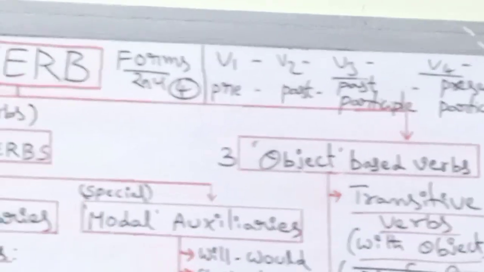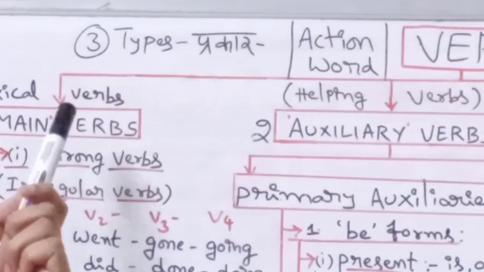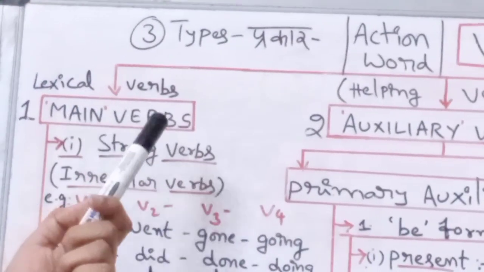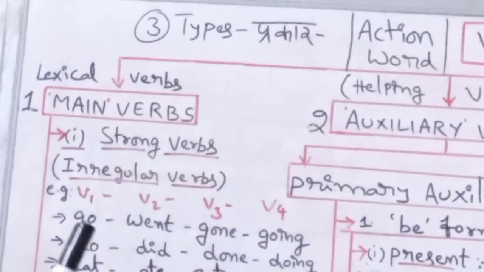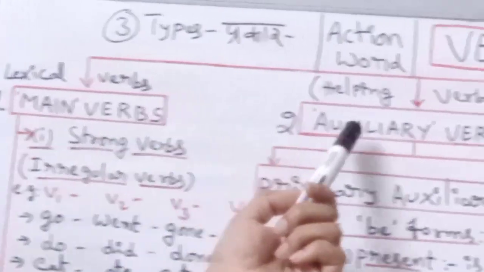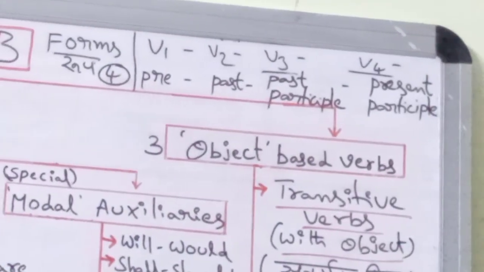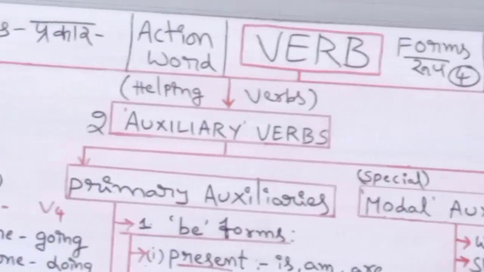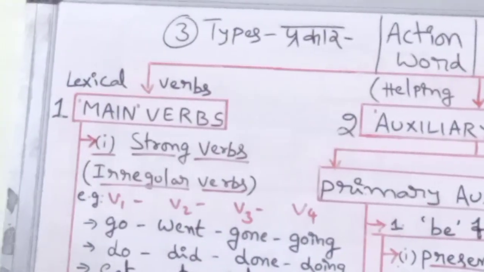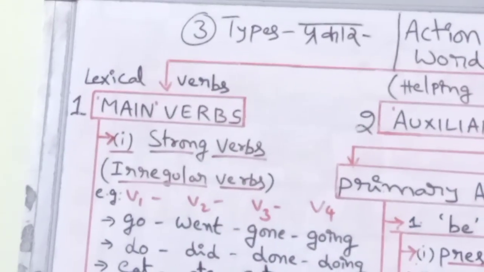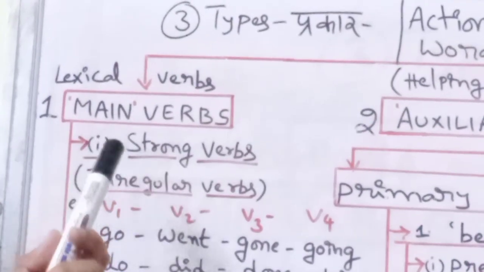And if you take types, if you take 3 major broad types of a verb: main verbs, auxiliary verbs, and third one object based verbs. And now let us see the 3 types one by one each in detail, their introduction and types. If you take the first one, main verbs.